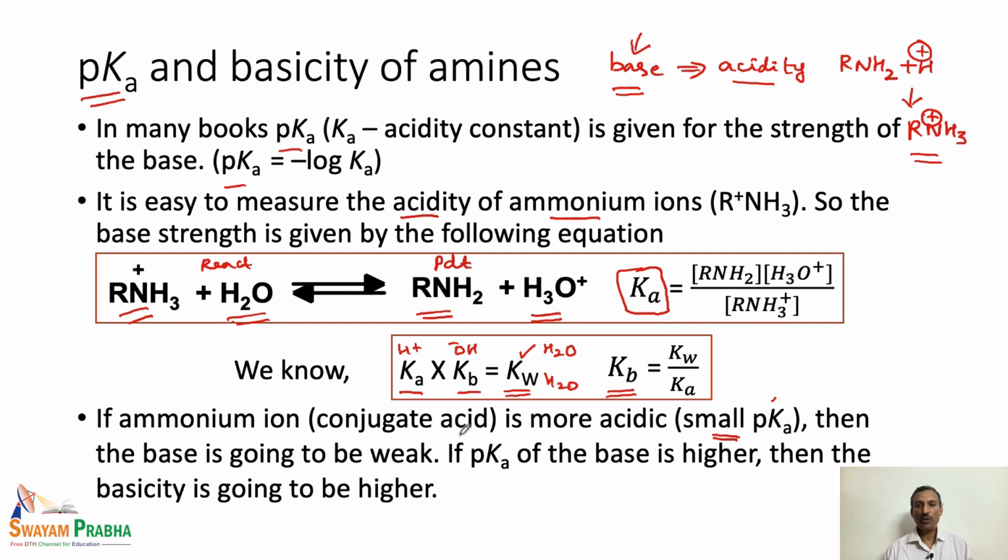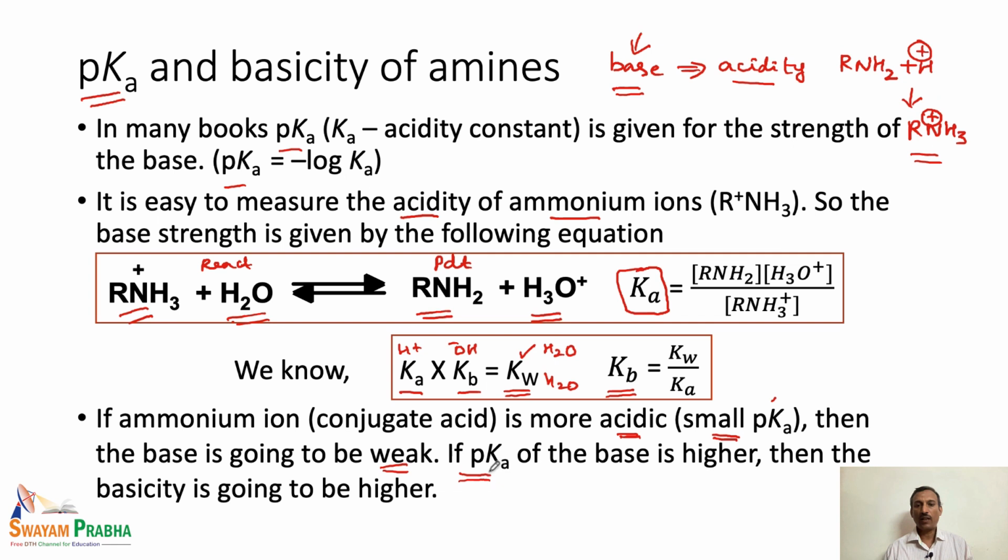If the conjugate acid is more acidic, then we already know the base is going to be a weak one, because when we talk about whichever is stronger, its conjugate pair is going to be weaker. So that is the relationship between the acid and base. And if the conjugate acid, that is the ammonium ion, is more acidic, that is, having a small pKa, then we can say the base is going to be very weak.